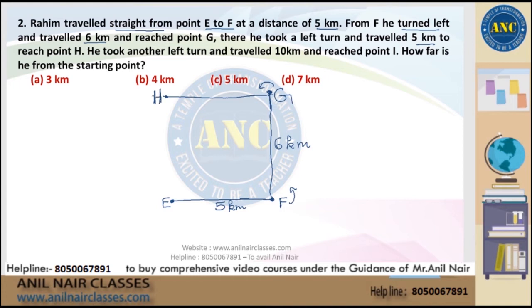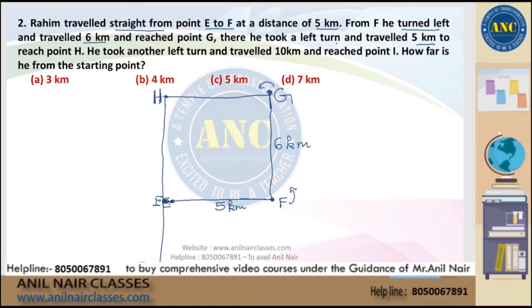Okay. Now, he took another left turn and travelled 10 km and reached point I. He took another left turn and travelled 10 km. Okay, this was point E. So till here to reach point I.